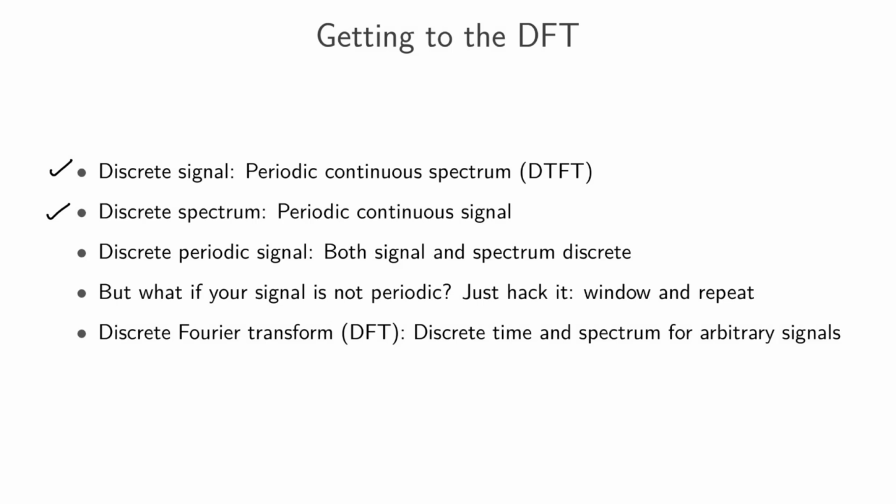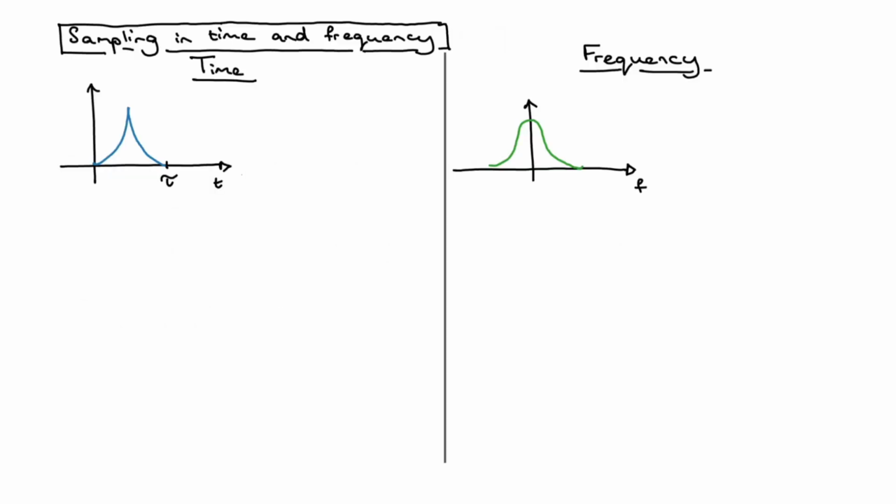It's pretty cool. All I do is I get a discrete periodic signal. Okay? A discrete periodic signal will have both spectrum and time be discrete. So basically what we're going to do is we're going to sample in both time and in frequency. So let's start by sampling in time.